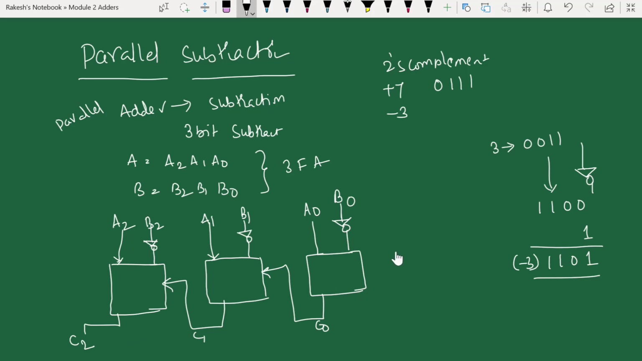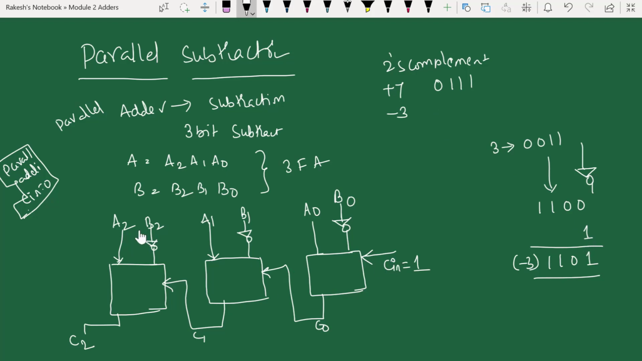That one I am adding with C in. As I said, in the case of the full adder, the parallel adder, I kept C in as 0. Please remember, in case of parallel addition, I kept C in as 0 for the first full adder. Instead of C in as 0, in case of subtraction, I am making C in as 1. That means it is going to add 1 to this bit. Just as when you write 1100 here, then you are going to add 1. That is also fine. So the same thing we are doing here.